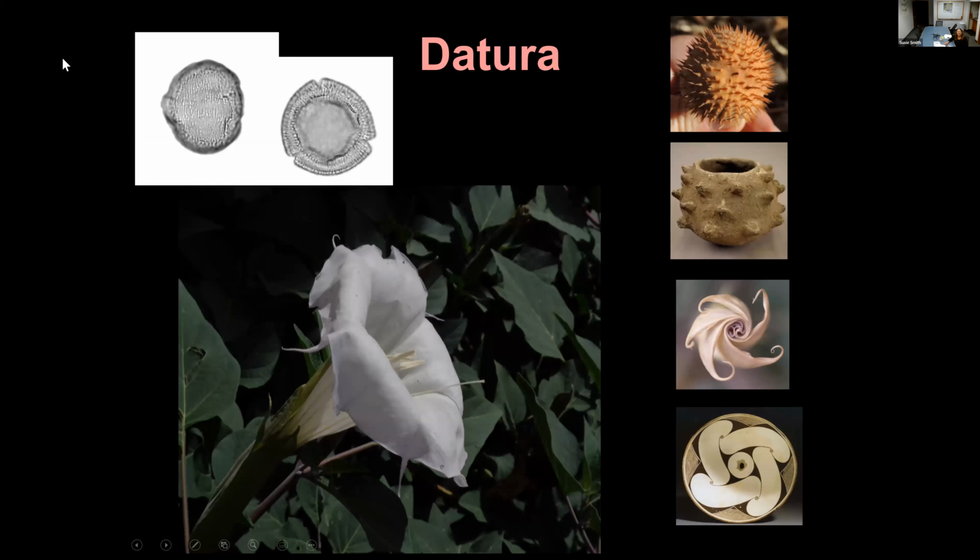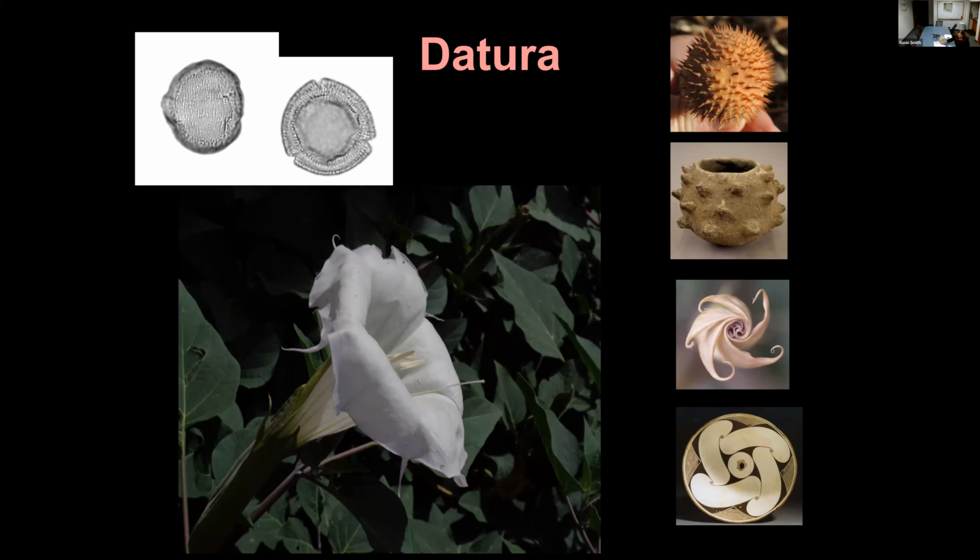Datura has kind of a fancy grain. It has 3 colpi. Pollen grains are 3-dimensional on the microscope slide. So here, this view is looking at the equator, and this view is looking from the top down. So this is a polar view. You can see the 3 slits, the 3 colpi, but what you can't see is that in the middle of each colpus, there's also a pore.